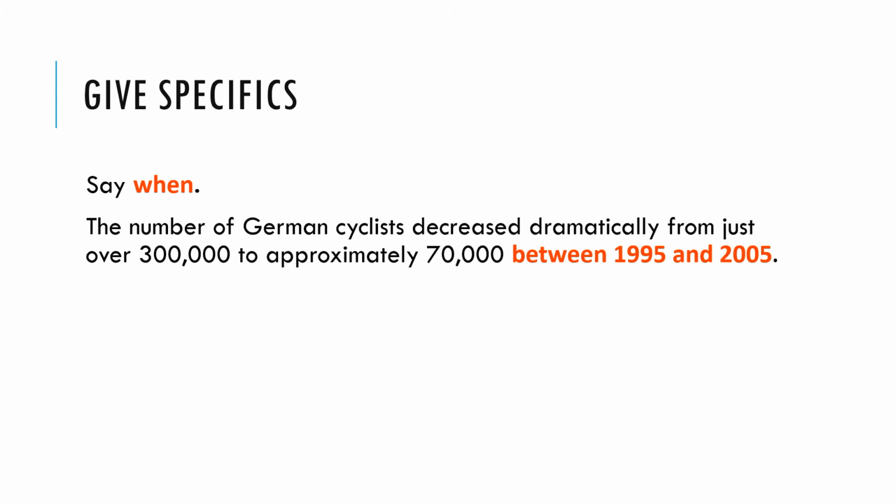We can also give more specific details by saying when. The number of German cyclists decreased dramatically from just over 300,000 to 70,000 between 1995 and 2005. It doesn't need to be any more complicated than this. Keep it simple. We can also add a summary.